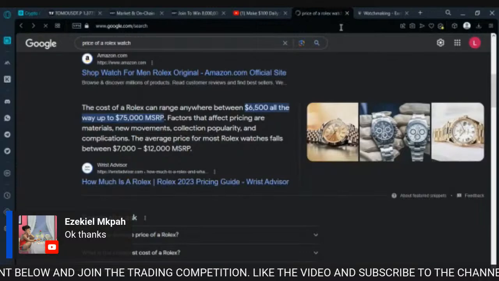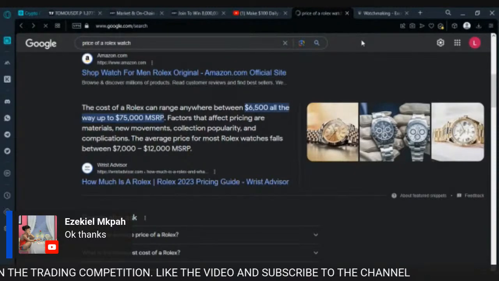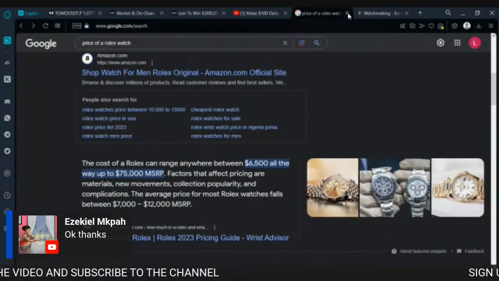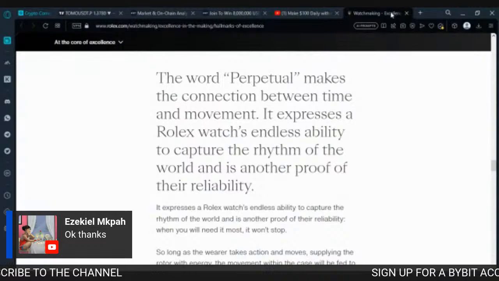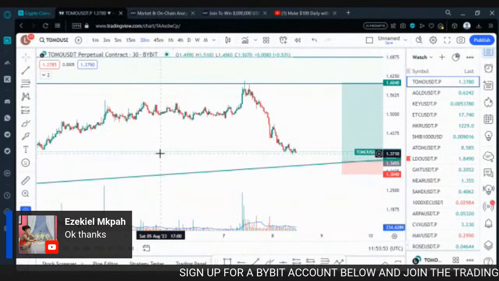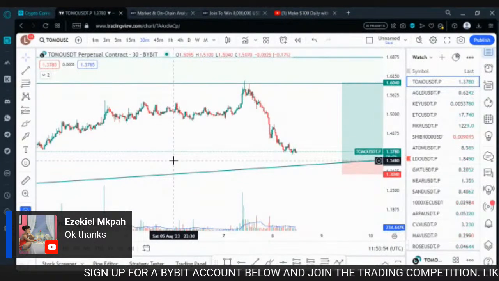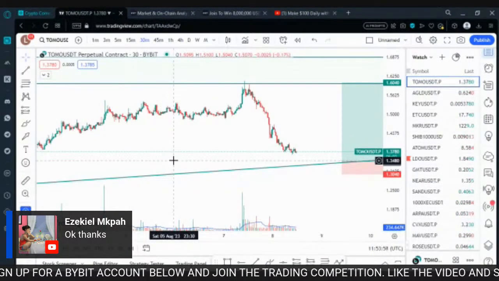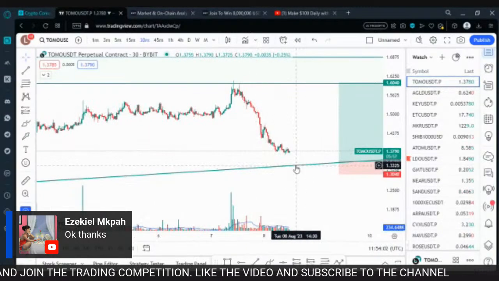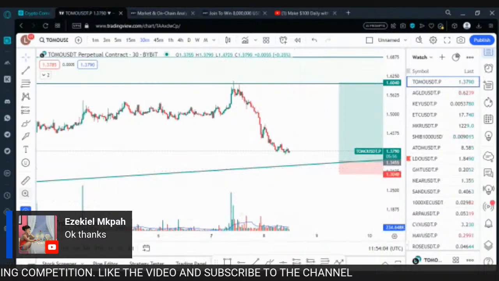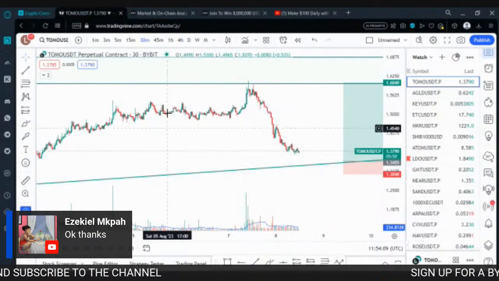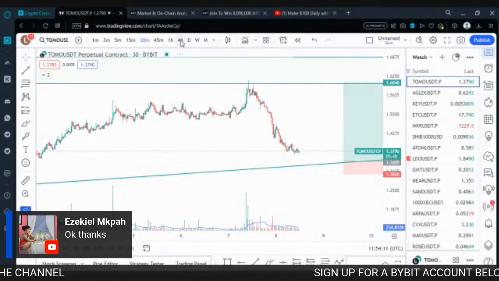For the watch, you can have it at $6,500. Up to $75,000. I don't know which one Bybit is going to give, but up to $75,000. So you have one between $6,000 and $75,000. Then you have another one between $211,000 and as high as I think $5 million or thereabout. So it all depends on the one Bybit is giving, so you want to take advantage of that. That is it for Tumo.